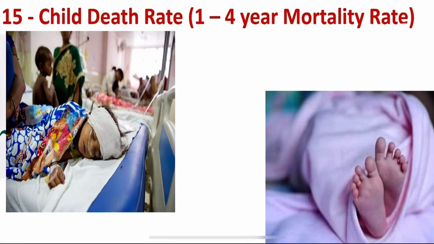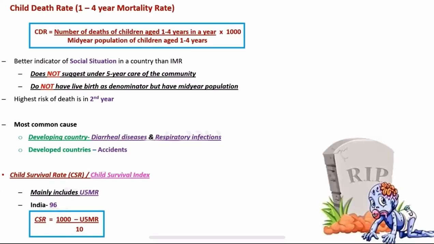Welcome back. In the chapter of preventive medicine and obstetrics, pediatrics and geriatrics, in today's session we are going to discuss the 1 to 4 year mortality rate, or the child death rate. What is the child death rate? Child death rate is the number of deaths of children who are aged 1 to 4 years, and we are measuring per 1000 children in the same age group in that given year.